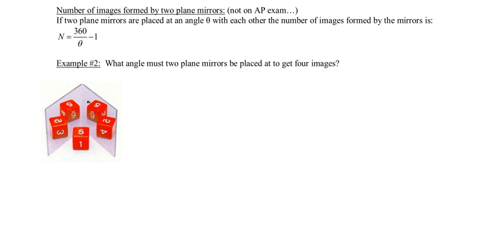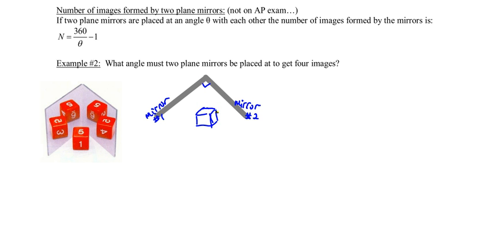So imagine you have two mirrors. Let's say we put two mirrors at an angle of 90 degrees to each other. So this is a 90 degree angle, and we'll call this mirror number one. And over here we have mirror number two. And then we place an object right here, let's say this die.